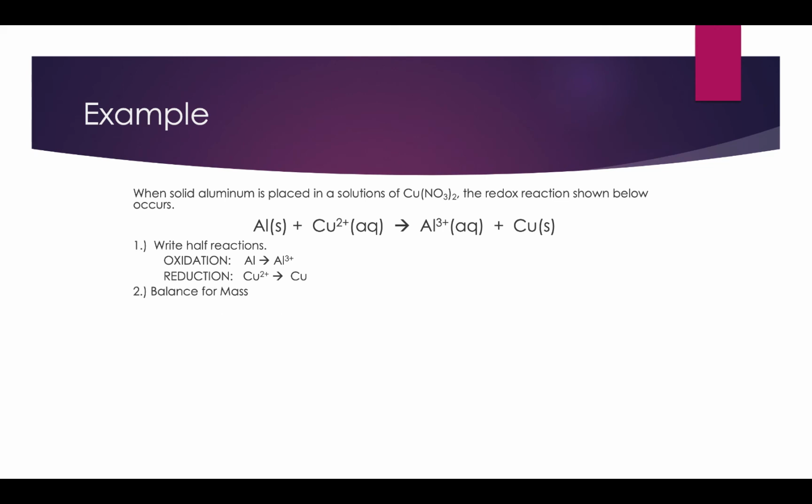Next, we're going to balance for mass, but we actually don't need to in this case. One aluminum, one copper, so we're actually all set on that one, but it's always important to check. Now let's balance the half reactions for charge. We'll start with the oxidation half reaction.